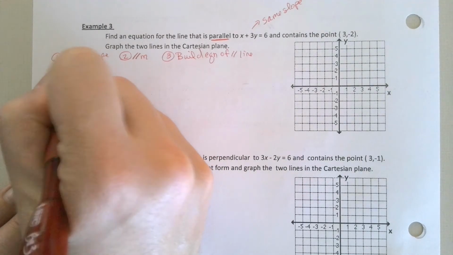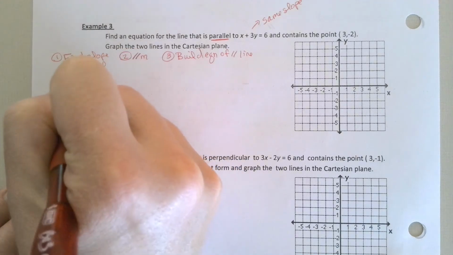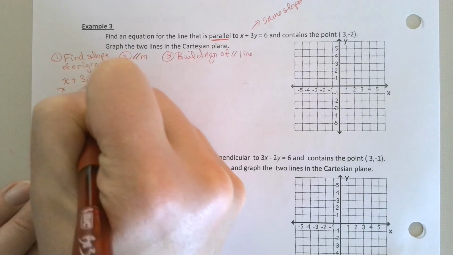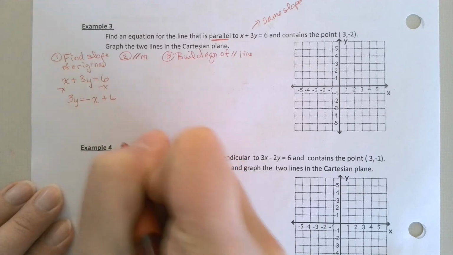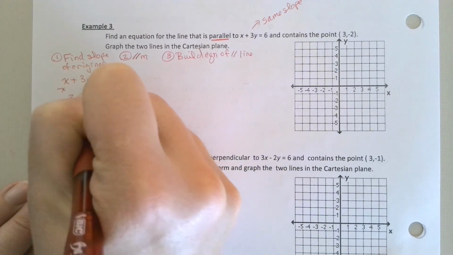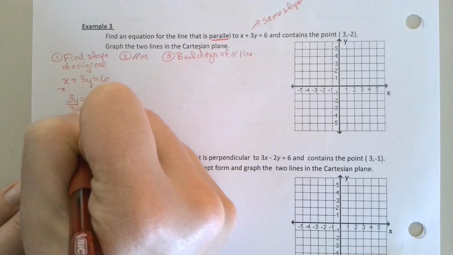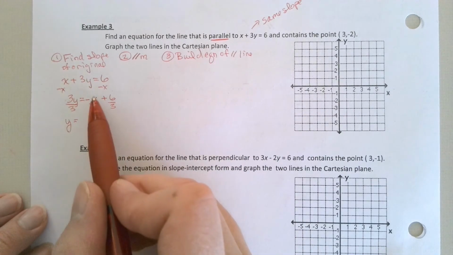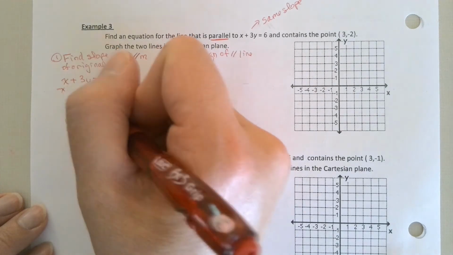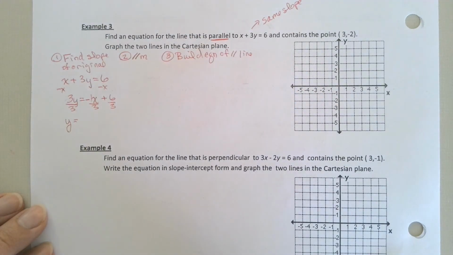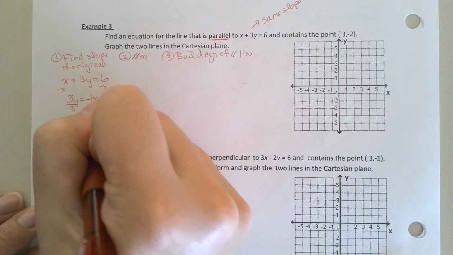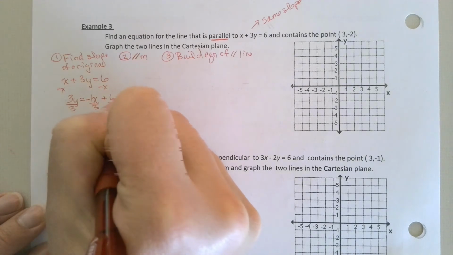So subtract x, just what we were doing. I have 3y equals negative x plus 6. And then divide each piece by 3. So here we go, y equals, and here is the problem. I get a lot of people that tell me it's negative 3x. There's a 1 up here. If you're dividing by 3, it should be a negative 1/3 x and then plus 2.